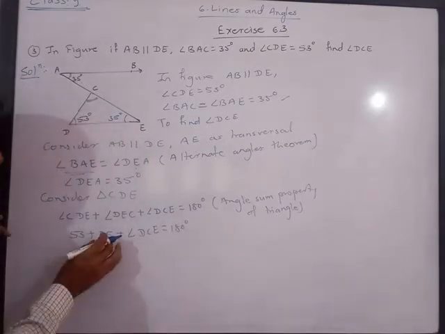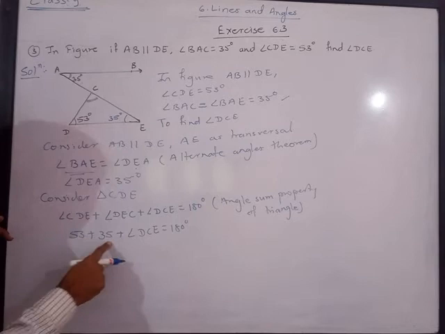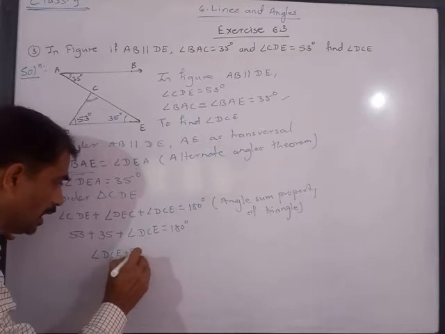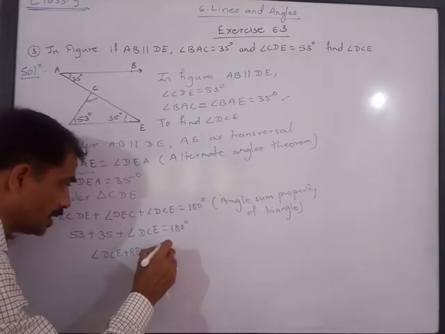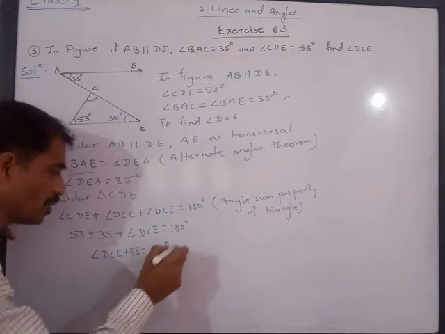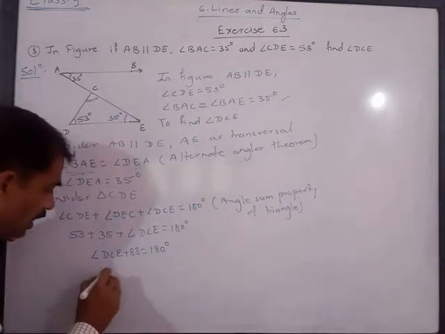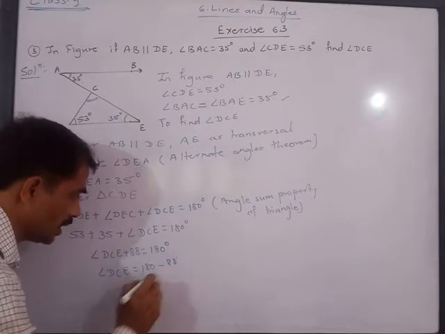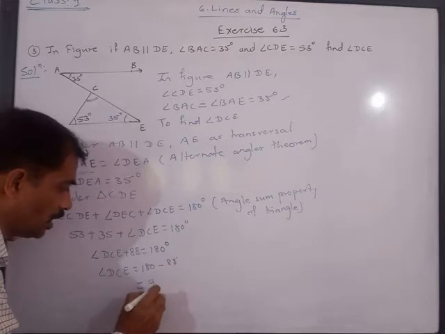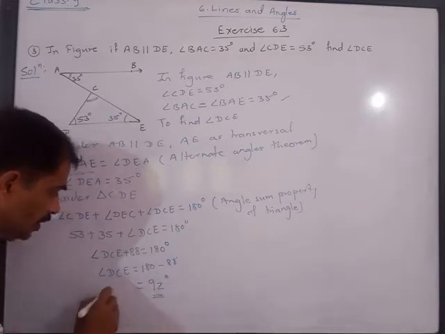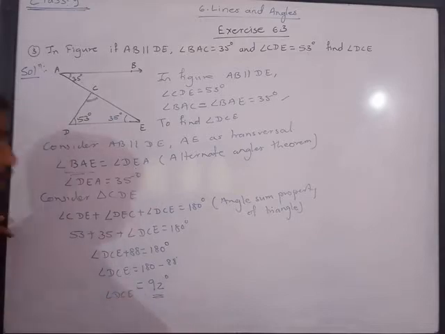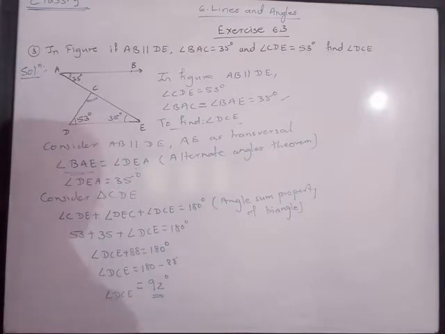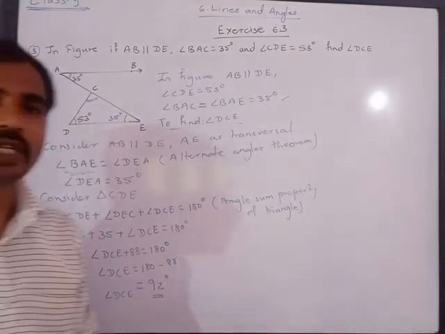equal to 180 degrees. So if you add this, you will get 3 plus 5, 8, 5 plus 3, 8. So 88. Angle DCE plus 88 is equal to 180 degrees. Now if you transpose 88 to the other side, it will become angle DCE is equal to 180 minus 88 degrees. So this is equal to 92 degrees. So angle DCE is equal to 92 degrees. This was the only question asked to us. We were asked to find DCE and angle DCE is 92 degrees.